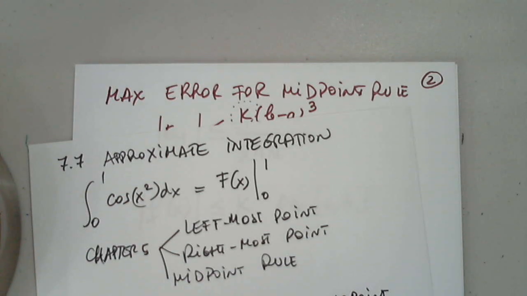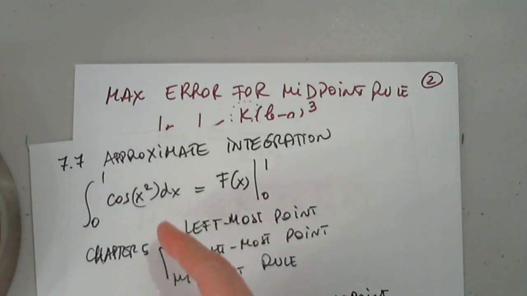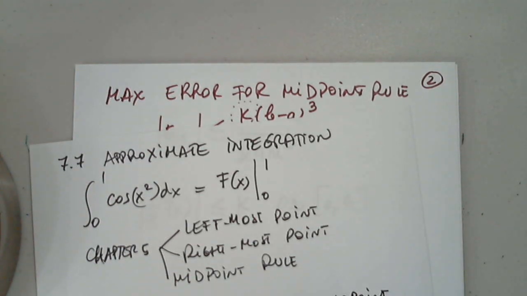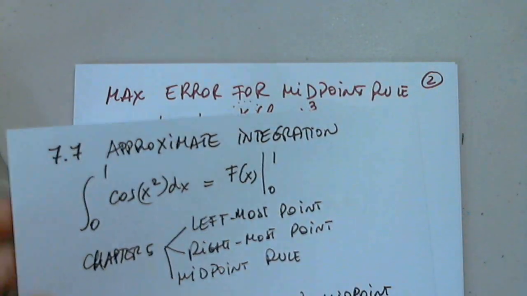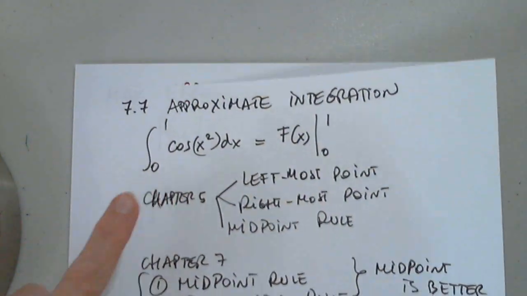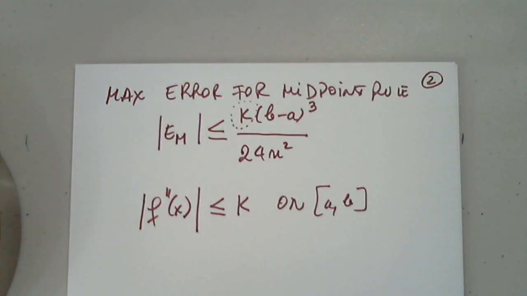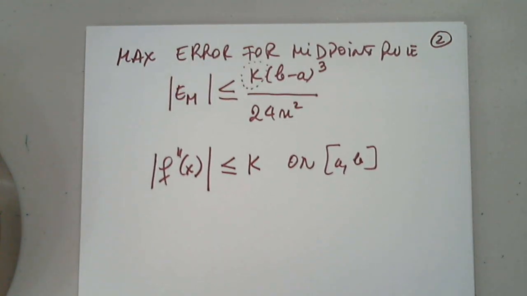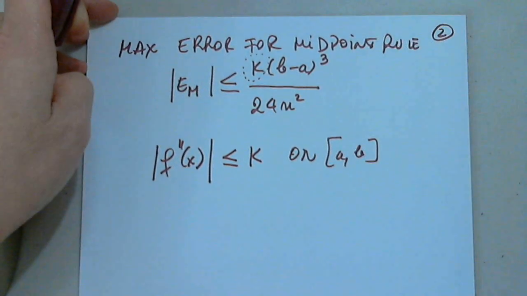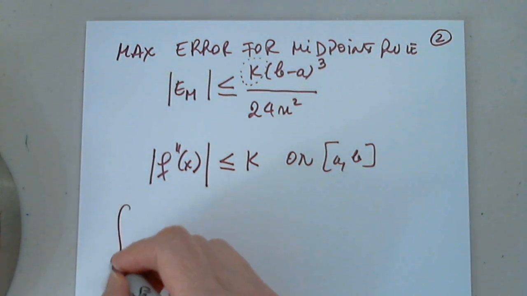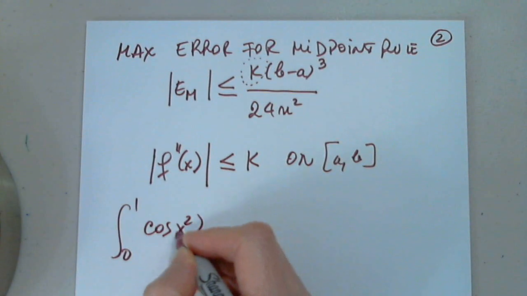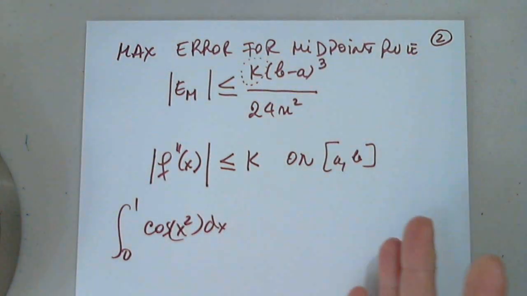So this is our problem. We want to determine the integral from 0 to 1 of cosine x squared dx. We know we cannot determine this exactly without a calculator or computer or software and so forth. So we are going to approximate it with 4 subintervals using the midpoint rule. We're going to go through the same process for all 3 methods. Okay, so we have 0 to 1 of cosine x squared dx. We cannot find the antiderivative. We cannot determine this exactly.